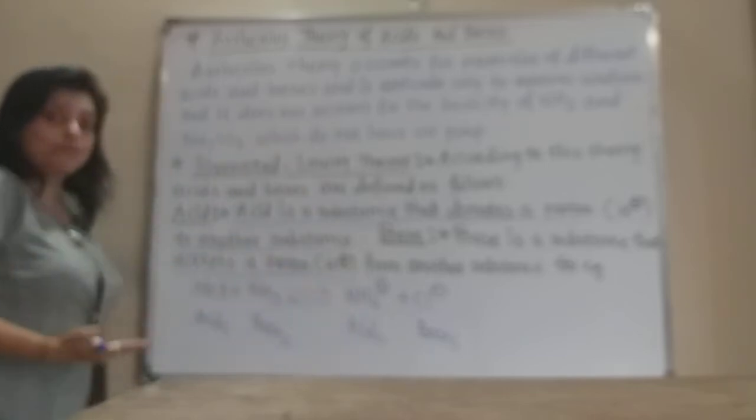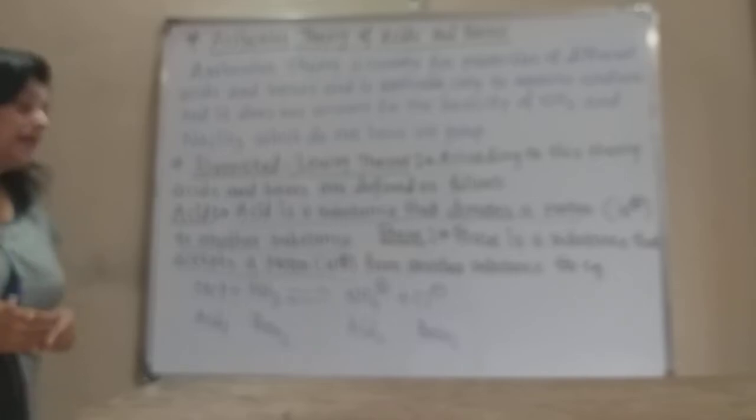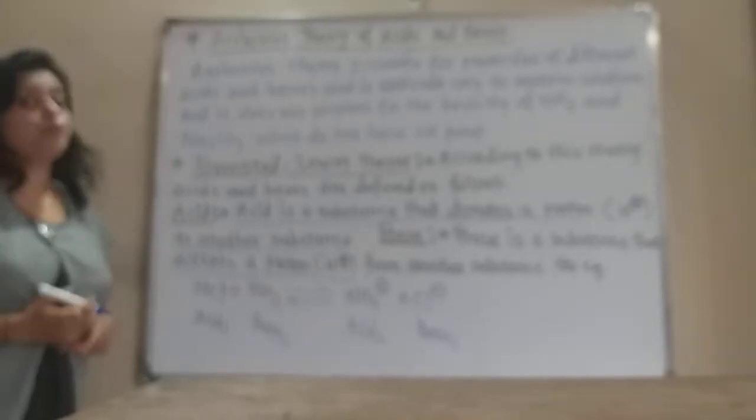And this base 2, the ammonia, accepts the H plus ion from this HCl and generates another acid, acid 2, by accepting the proton, because this NH4 plus can again give the proton. In this way, conjugate acid-base pairs are formed.